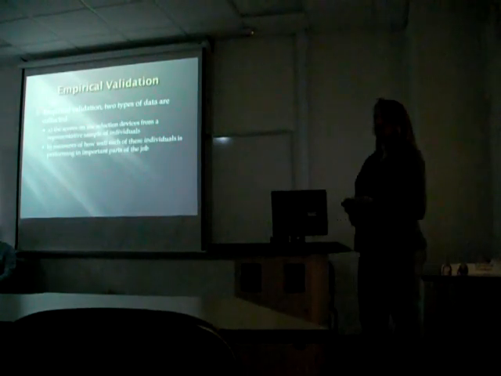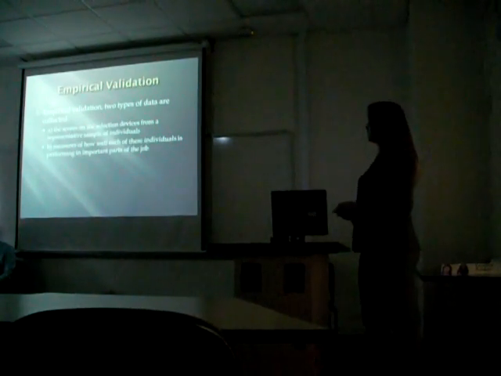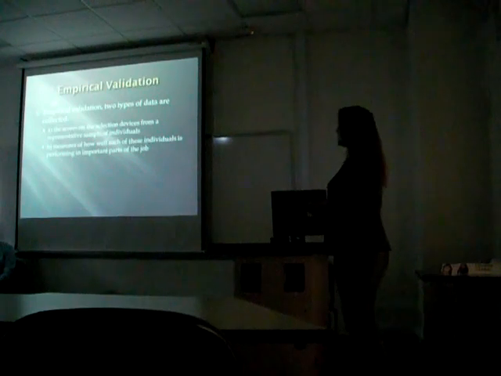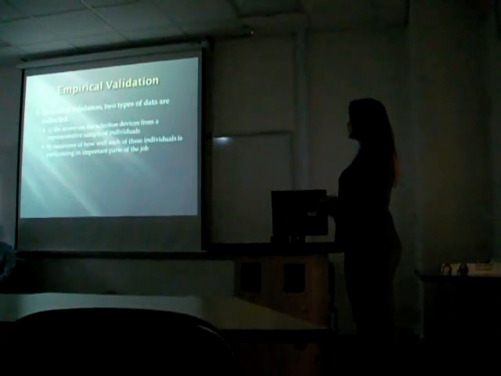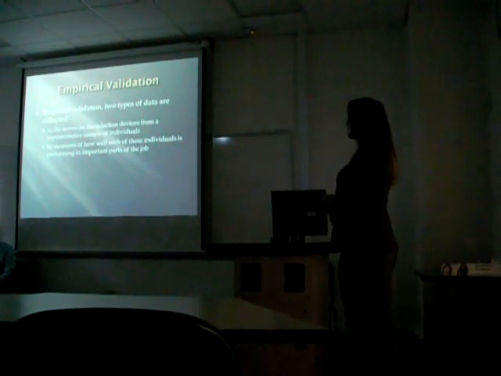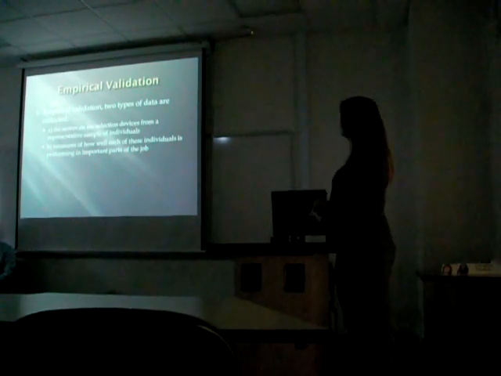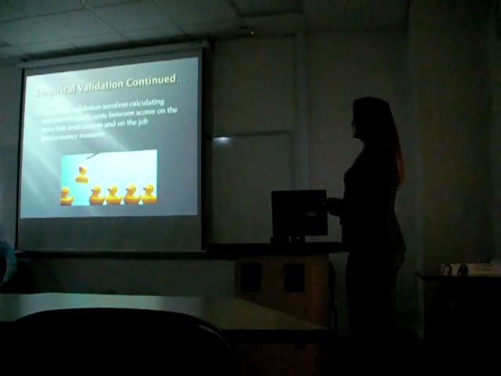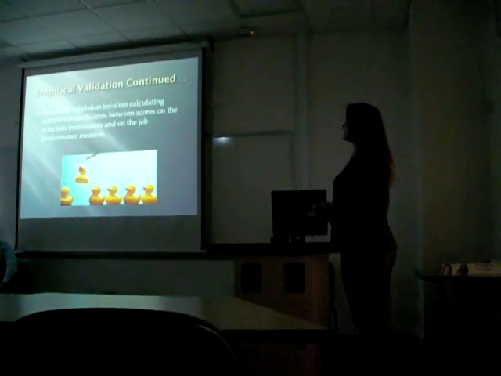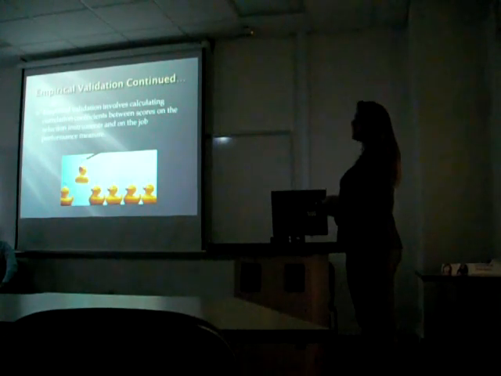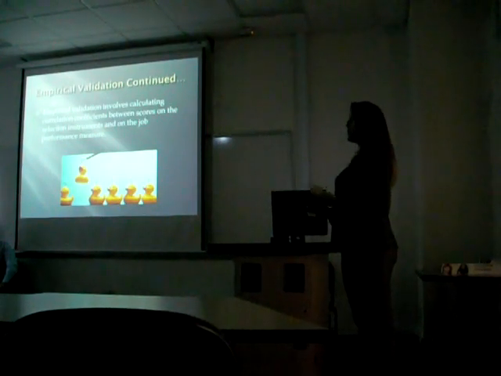One type of validation is empirical validation. There are two types of data collected in this type. The first is the scores on the selection devices from a representative sample of individuals. And the second is that it must measure how well each of these individuals performs in certain aspects of the job. Empirical validation involves calculating correlation coefficients between scores on the selection instruments and on the job performance measures.